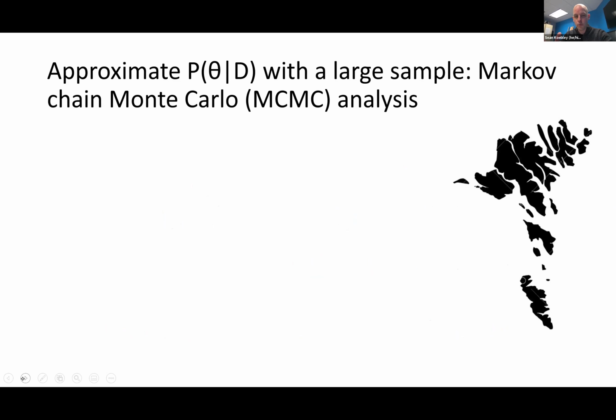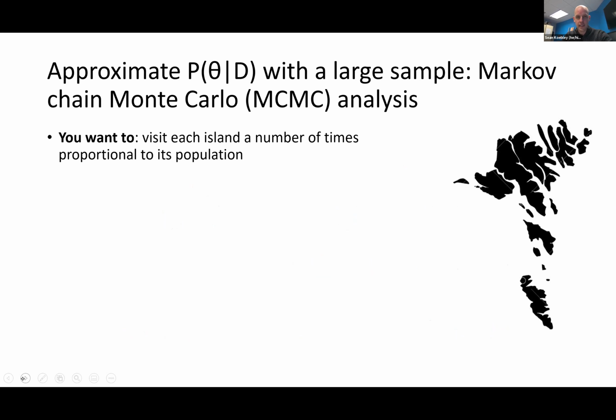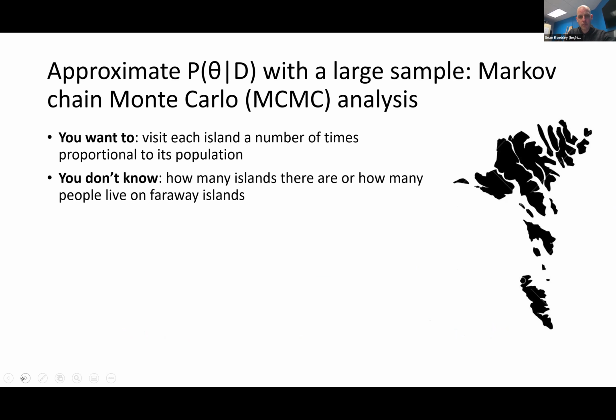In order to do this with a computer, you're using something called a Markov chain Monte Carlo analysis. It's a really cool and simple technique. And I love this example. Say you want to visit an island a number of times proportional to its population. You're a politician and you want to visit every single one of your constituent islands, and every one has a different population. Problem is, you don't know how many islands there are or how many people live on the faraway islands. Each one of those islands represents a different parameter set.